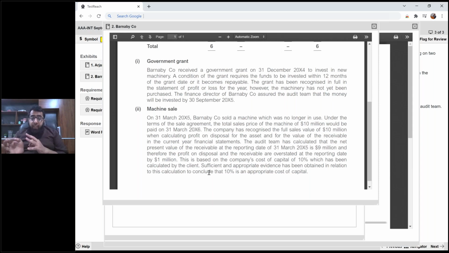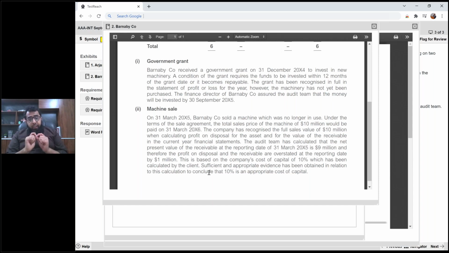Now, as per IFRS 9, please listen to me. As per IFRS 9, if a trade receivable will take 1 year or more to be received, we have to discount it. So the auditor's opinion of discounting is correct. This receivable should be discounted to the present value.